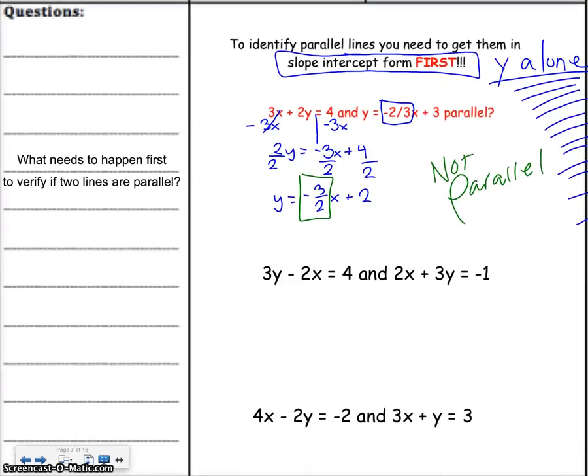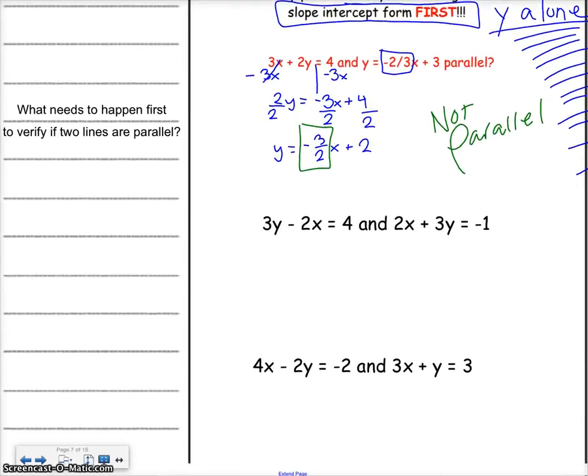Look at, I wonder if I want you to get y alone. I wonder. Look at all those lines that are making me yell at you to get y all by itself. So, is y by itself on either of these other two equations? Yes or no? No. So I need to get y alone on both of them. So I'll just do it one at a time.